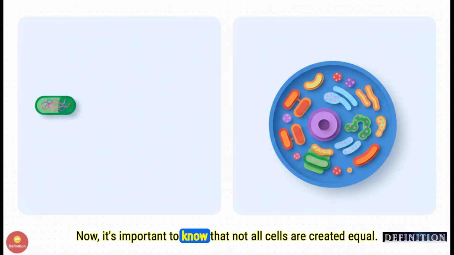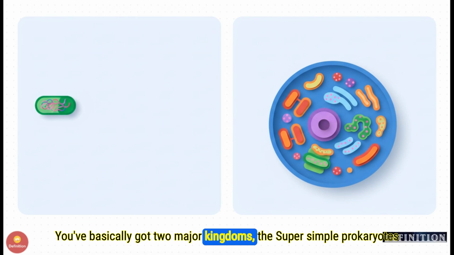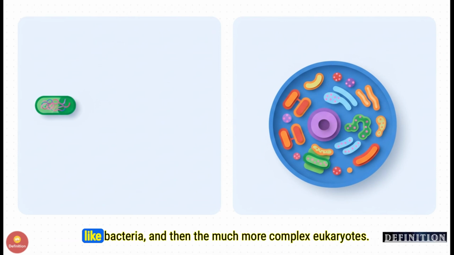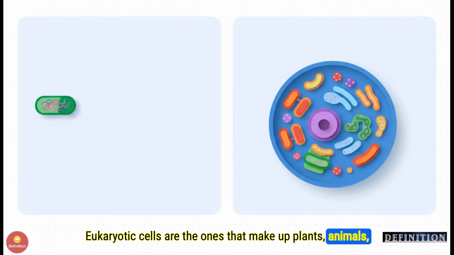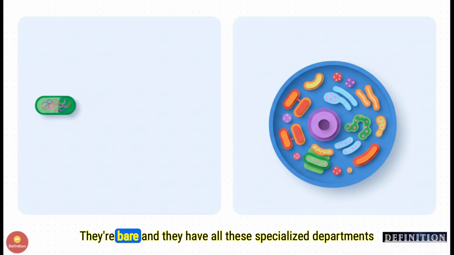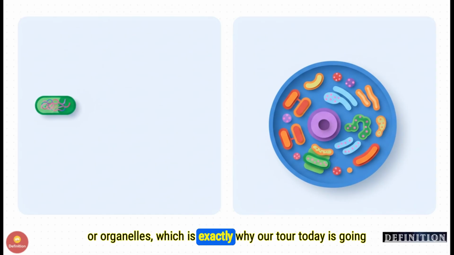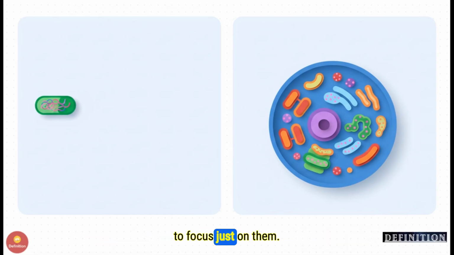Now, it's important to know that not all cells are created equal. You've basically got 2 major kingdoms: the super simple prokaryotes, like bacteria, and then the much more complex eukaryotes. Eukaryotic cells are the ones that make up plants, animals, and, well, you and me. They have all these specialized departments, or organelles, which is exactly why our tour today is going to focus just on them.